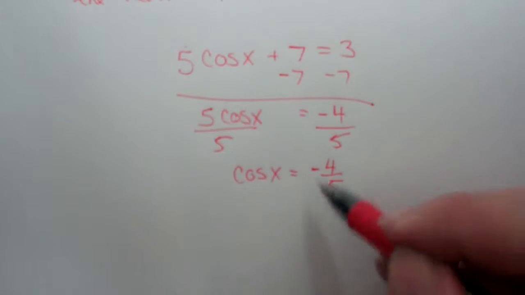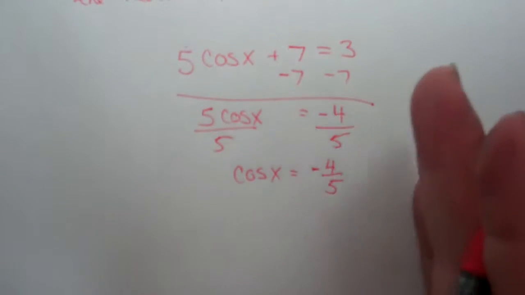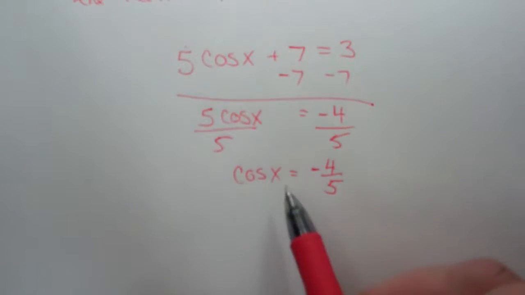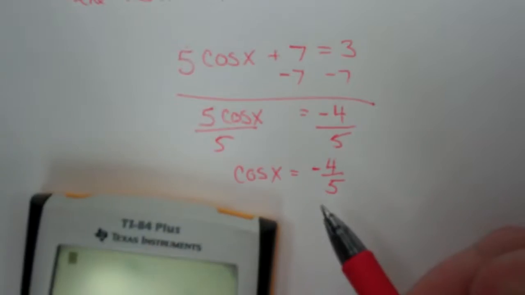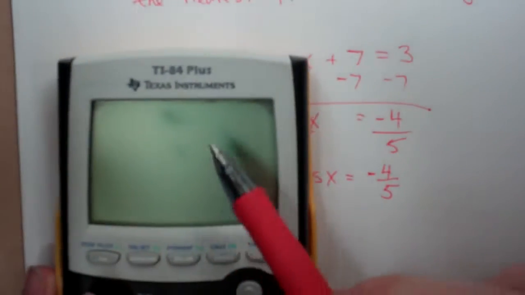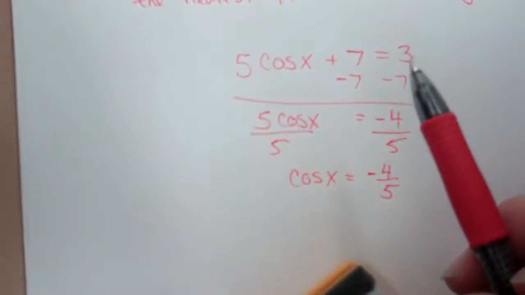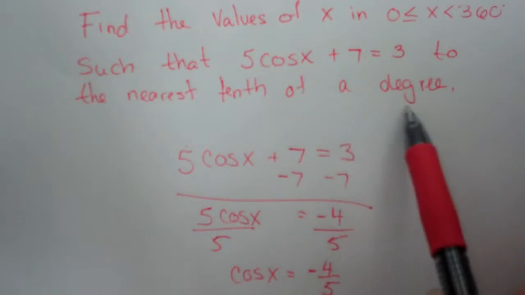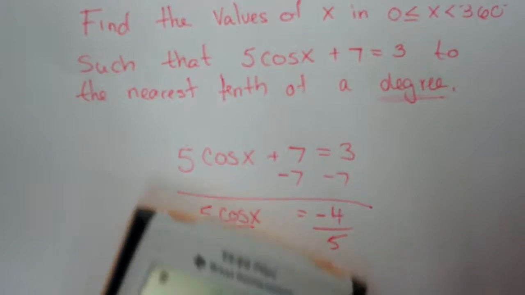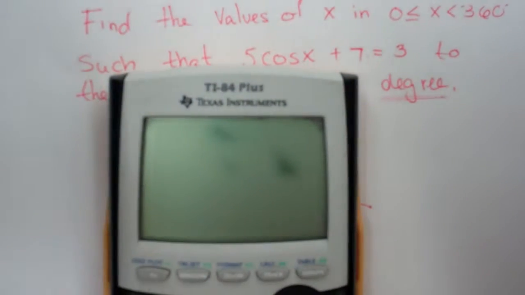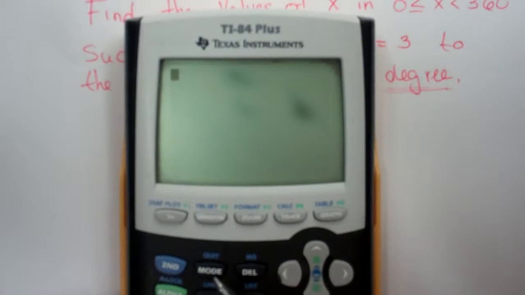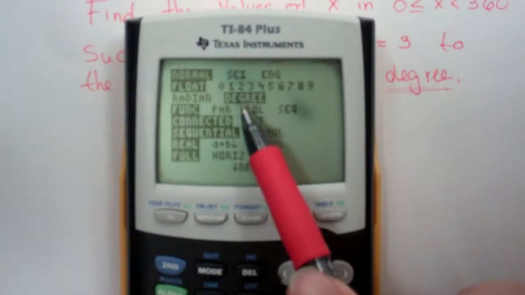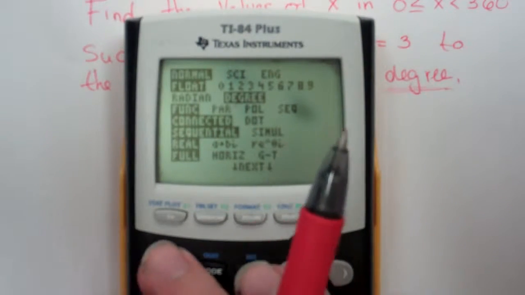I don't recall negative 4 over 5 as an exact value of any of the special angles, and so in this case we're going to use the calculator. To use the calculator, I'm going to make sure that it's on degrees. Why is that? Well, it's because it wants us to give the answers to the nearest tenth of a degree, and so I'm going to put the calculator on degrees by going to mode and checking to make sure that it's on degrees. Right there it is on degrees, so that's good. We can back out of that.